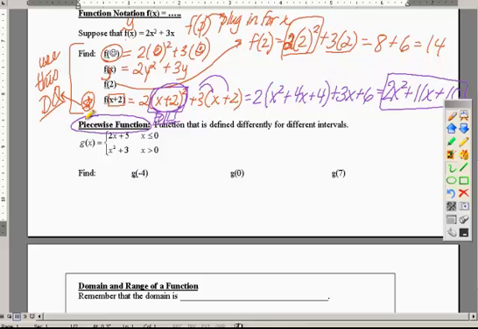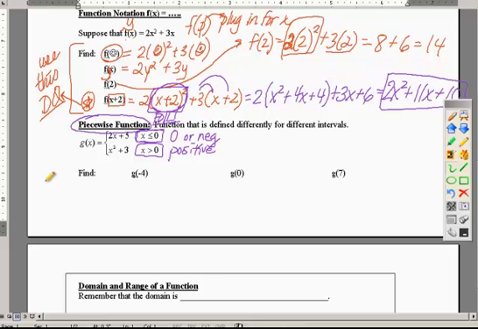And so what I need to do is look at these definitions here where they're saying, this says if x is 0 or a negative number. This says if x is positive, then I'm going to use this function. So depending on whatever number they ask you to find will depend on which function you use.